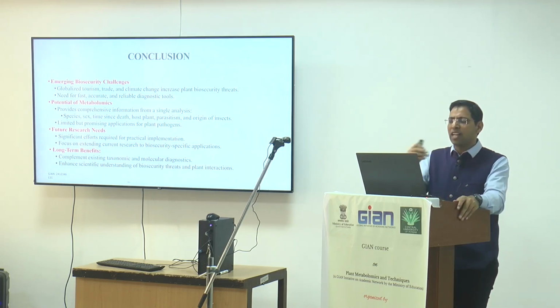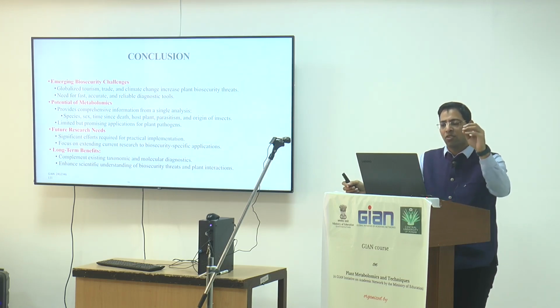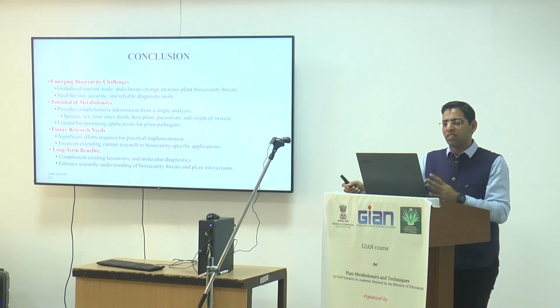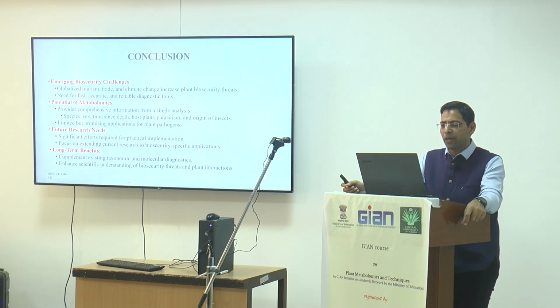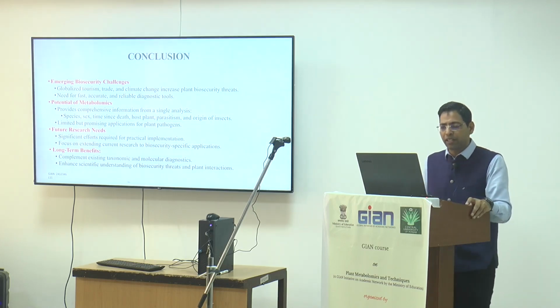So the conclusion is that there are emerging biosecurity challenges we need to take care of. Metabolomics gives comprehensive information from a single analysis. Species, sex, time of death, host plant, parasitism, and origin of the insect can be easily identified using metabolomics. Application for plant pathogens is limited but promising. Future research needs significant effort for practical implementation, focusing on extending current research to biosecurity species applications. The long-term benefit is to complement existing taxonomy and molecular diagnostics, and to enhance scientific understanding of biosecurity threats and plant interactions.